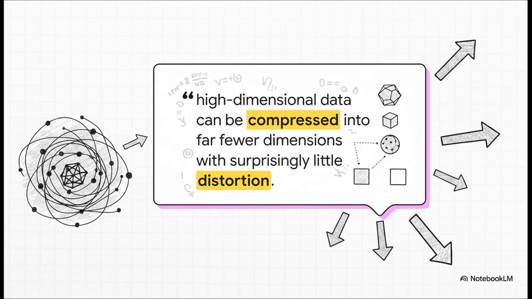Now, you might be thinking, this all feels a little bit like magic, but here's the cool part. It's not. It's actually grounded in a really powerful mathematical idea, a theorem, that basically guarantees that you can take high-dimensional data and squash it down into a much lower dimensional space while preserving the important distances between points. This is the theoretical bedrock that makes all these techniques actually work.